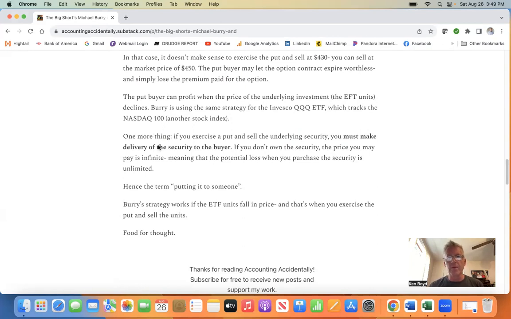One more thing, really important. If you exercise a put and sell the underlying security, you must make delivery of the security to the buyer. You have to deliver the security. And if you don't own it, the price you may pay is infinitely high, meaning that the loss when you purchase a security that you don't own could be unlimited, which gets us to the term putting it to someone, which refers to this concept. So Burry's strategy works if the ETF units fall in price, and that's when you exercise the put and sell the unit. So, food for thought.